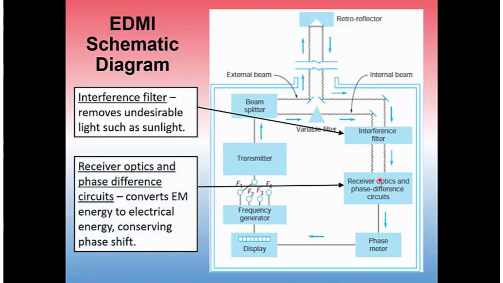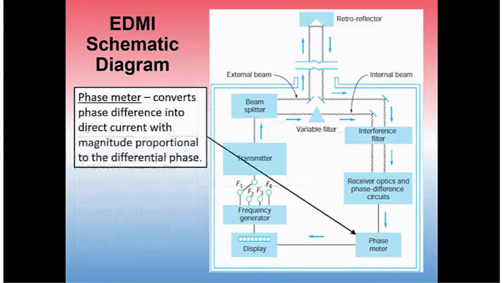Then we encounter the receiver optics and the phase difference circuits. At this particular point, we have the internal beam and the reference beam. This is where the phase difference is determined. This converts the electromagnetic energy to electrical energy while conserving the phase shift. Once that phase shift is conserved, we go to the phase meter.